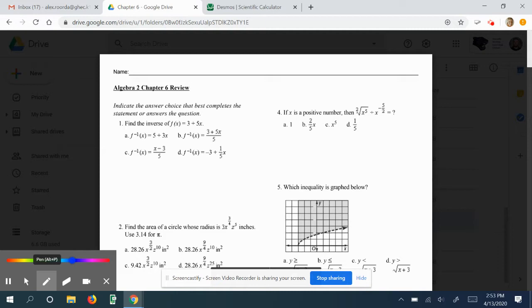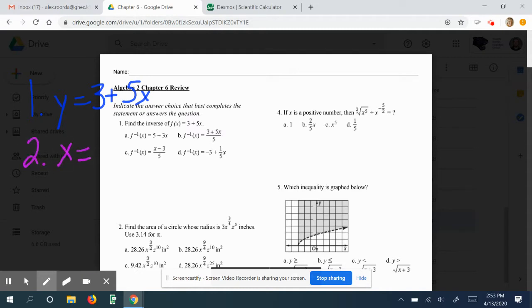Okay, so question number 1 was to find the inverse of 3 plus 5x. This was a step-by-step process, and we said the first step was to rewrite using x's and y's. So I have it as y equals 3 plus 5x. Now step 2 was to switch the location of x and y. So now it's 3 plus 5y is equal to x. And then our job was to solve it for that y right there.